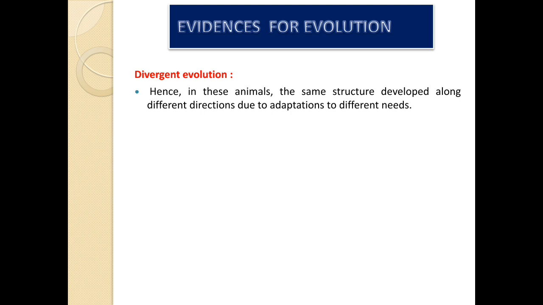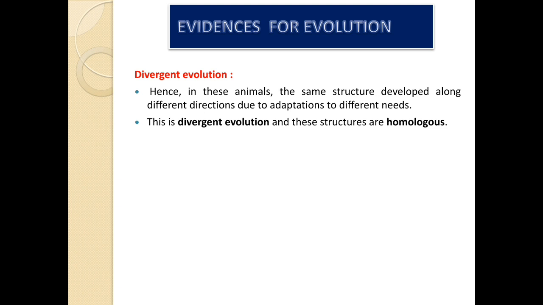Why are these structures developed along different directions? Because they have to adapt to their different needs. According to their adaptation, they have to adjust to different environments. So depending on that, the structures start to develop in different directions. Clear? Then this is divergent evolution.